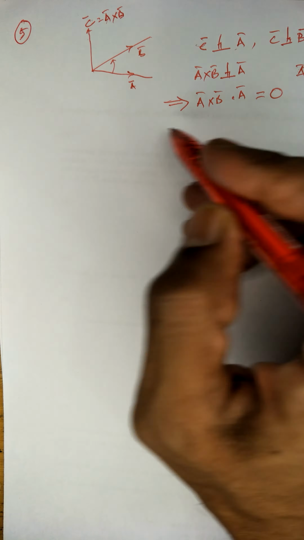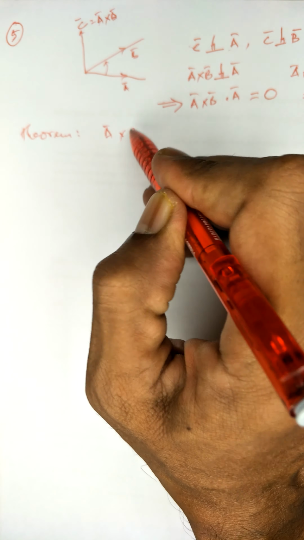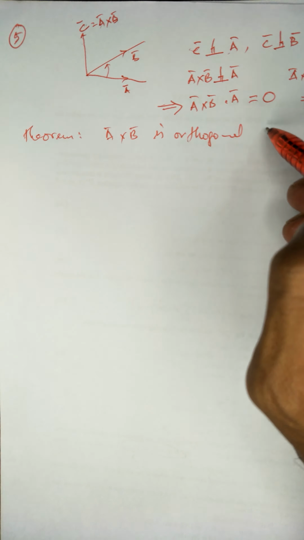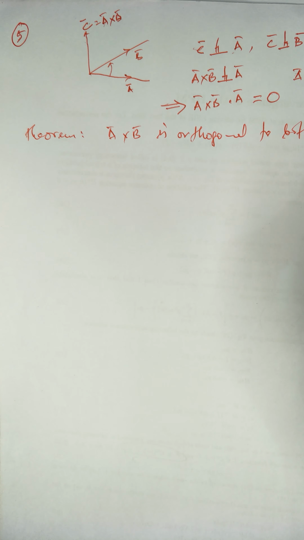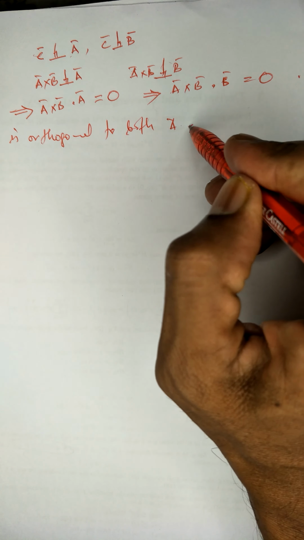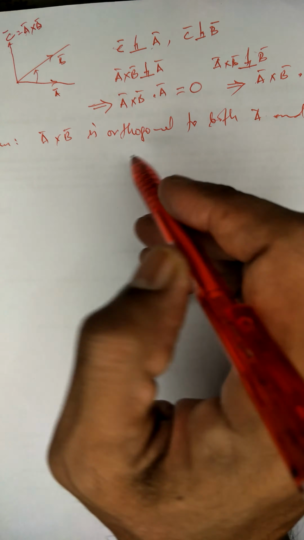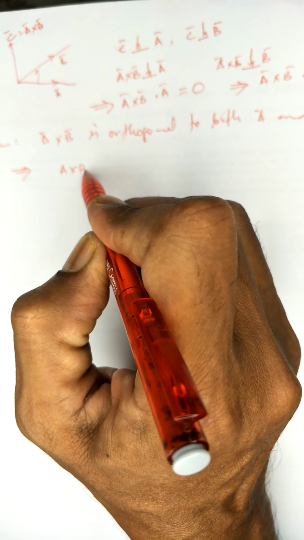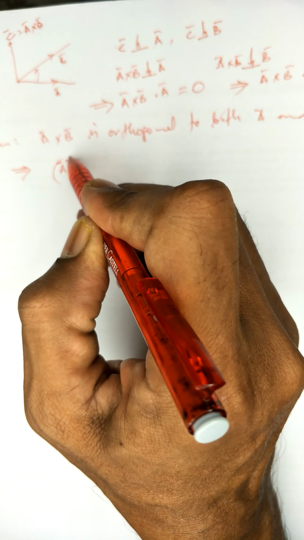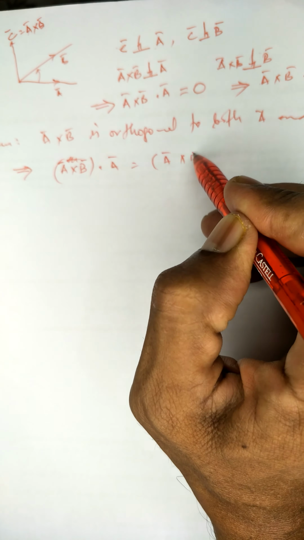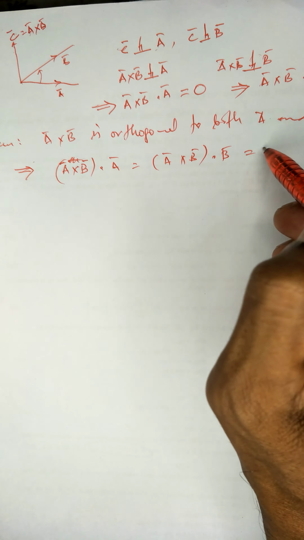So this comes up with a theorem. A cross b is orthogonal, or perpendicular, to both vector a and b, which means a cross b dot a is equal to a cross b dot b, and that gives you 0.